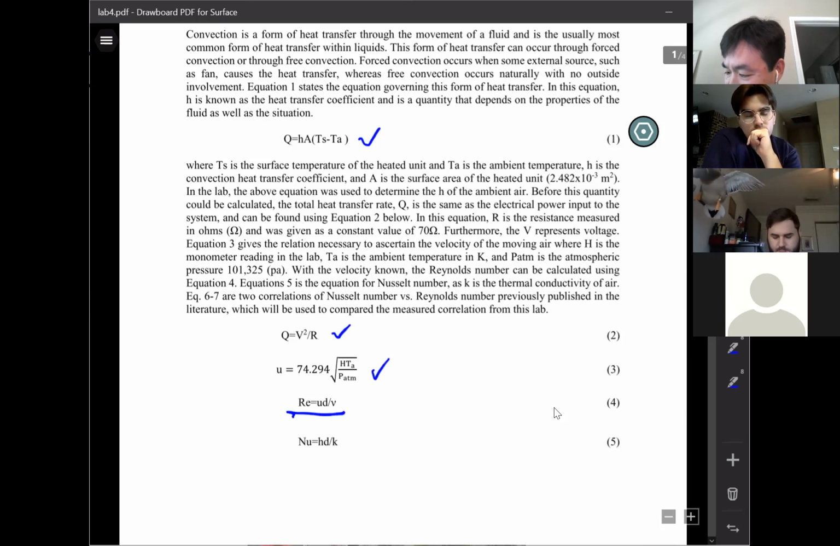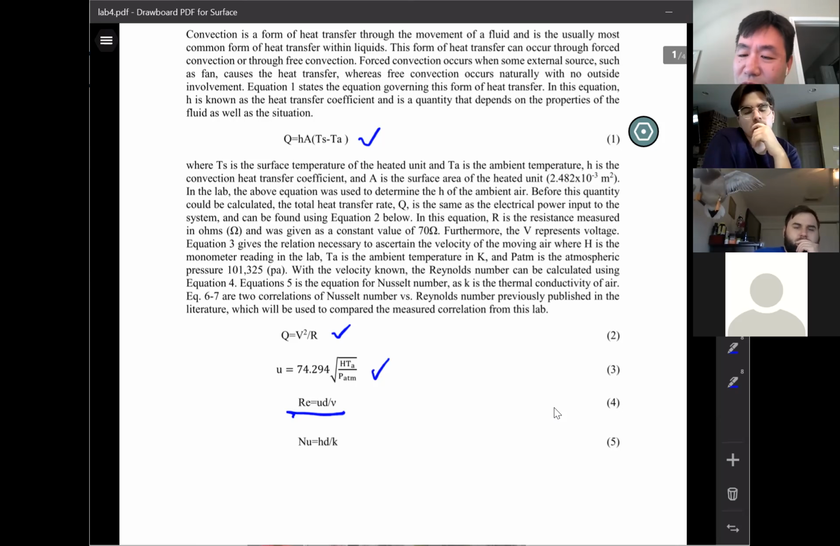H is the manometer reading on the panel, on the machine. Based on the reading value, the temperature in K, the absolute temperature, and the atmospheric pressure, absolute value, based on this correlation you can find the velocity. I'm going to change the blower 6 times, so you have 6 pressure readings, so you have 6 velocities, so you have 6 Reynolds numbers. Diameter, everything's given.